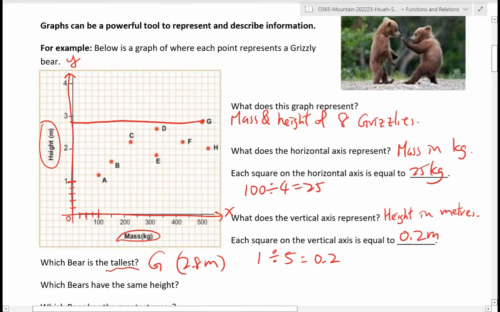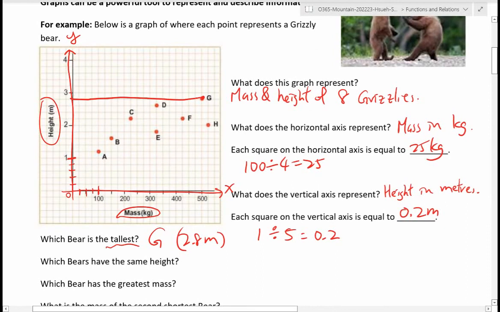Which bears have the same height? There are 2 bears that have the same height, namely C and F, because they have the same y value. And what is this? That's 2 and 1 square above it, so you just add 0.2 to 2. So that's 2.2 meters. That's how tall they are.